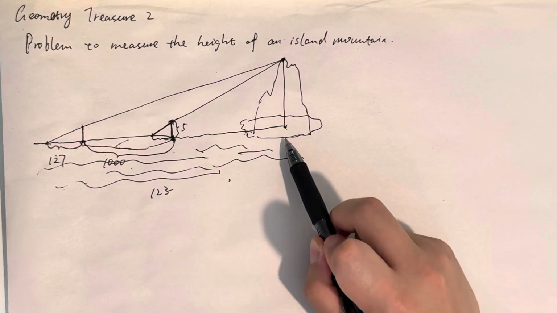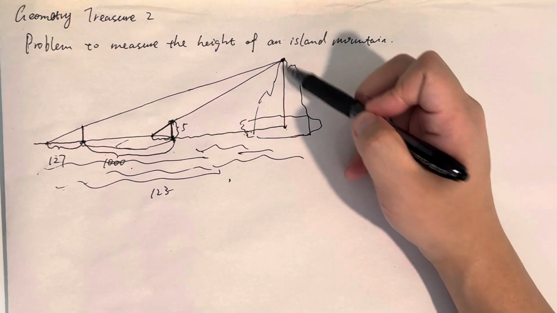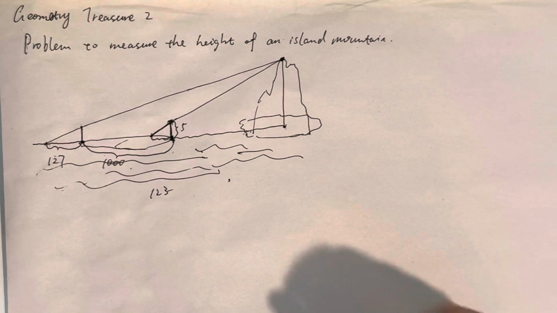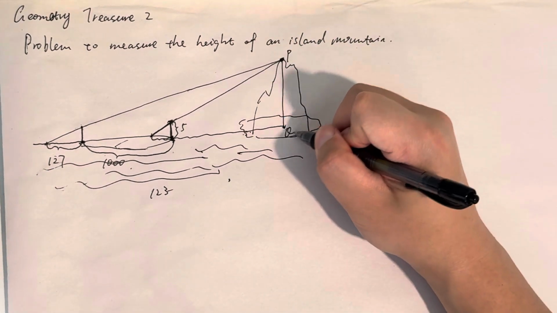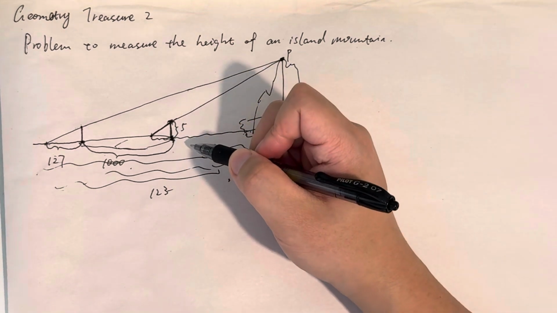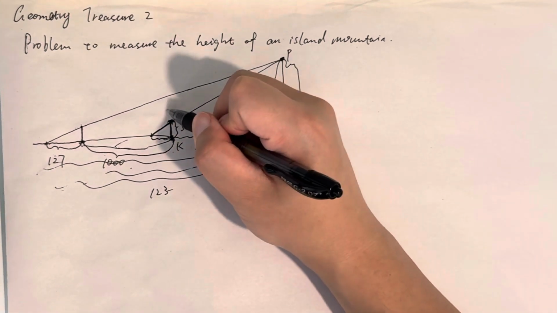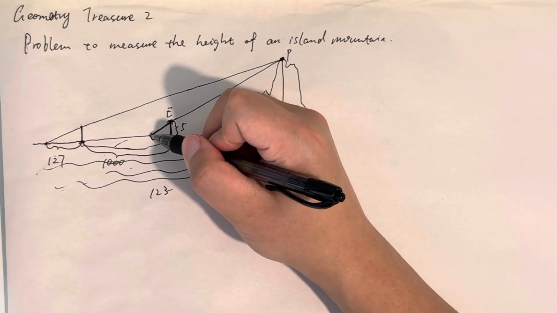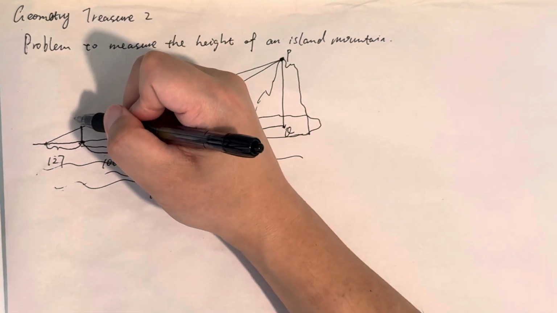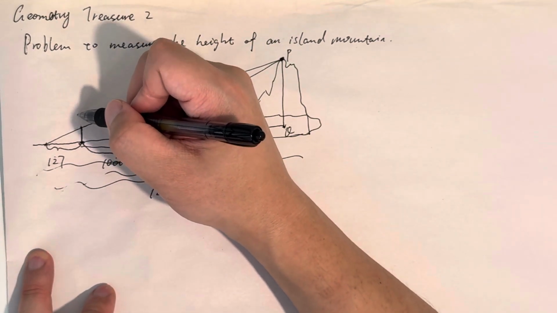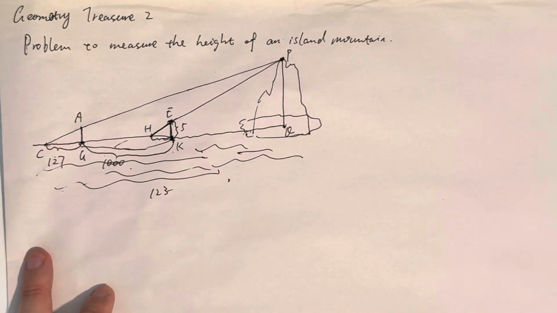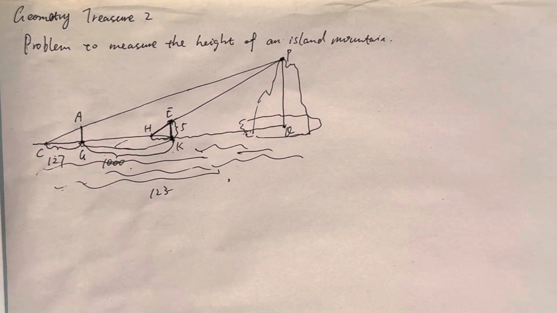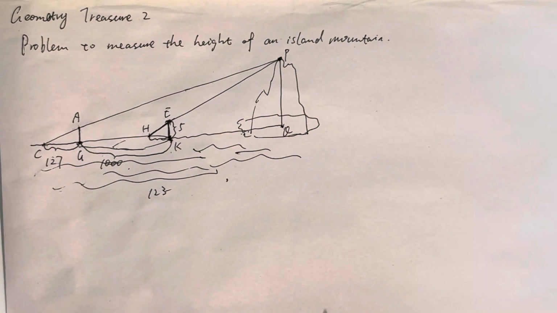Now the question is, can you find a way to calculate the distance from this edge to the center of the mountain and find the height of the mountain? So let's just mark it. Let's see, this is P, this is Q, this point is K, this is E, and this point is H. This one, let's call it A, G, C, for example. Okay, I think I demonstrated this question clearly.